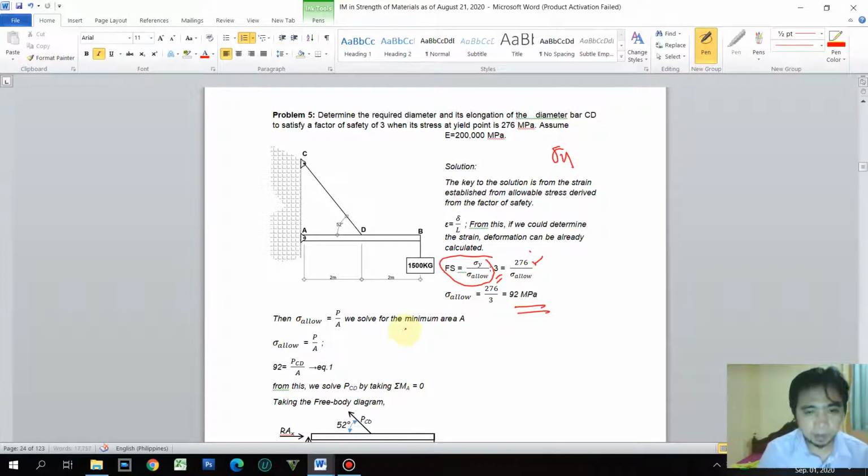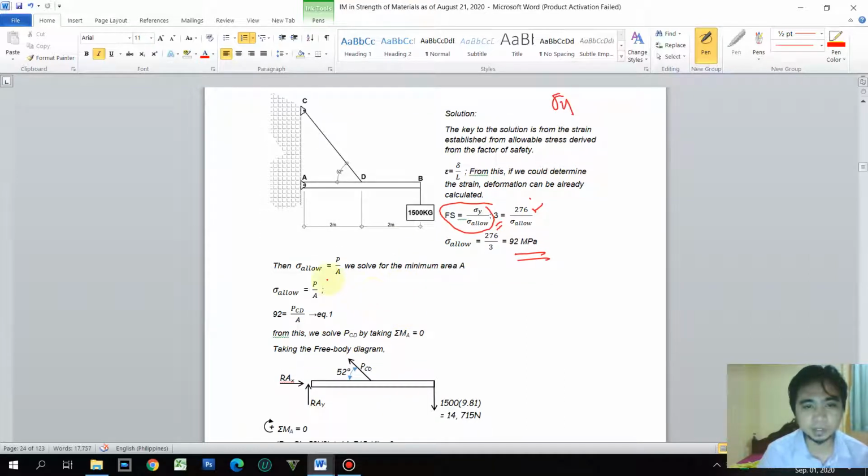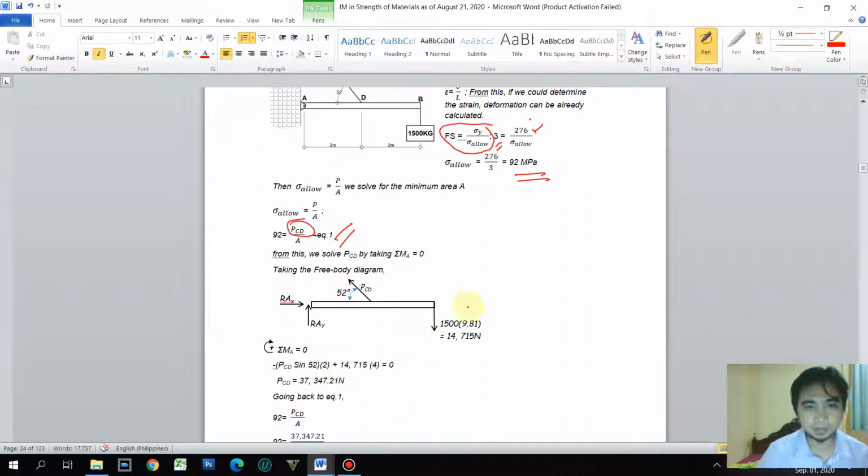Okay, so now, solve for the minimum area out of this allowable. So we substitute: 92 is equal to the force at CD, or the cable CD, all over the area. We let this be equation 1. Equation 1 first, because we still have to determine the force at CD.